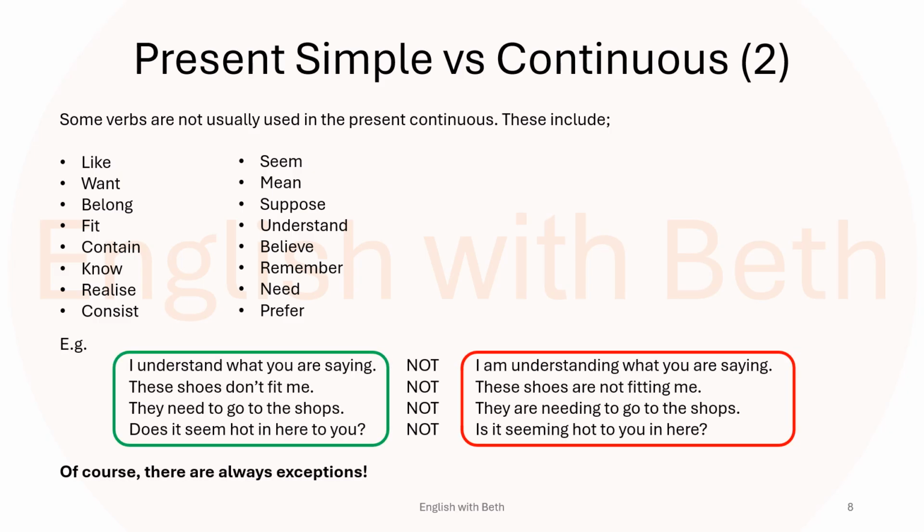For example, I understand what you are saying, not I am understanding what you are saying. These shoes don't fit me, not these shoes are not fitting me. They need to go to the shops, not they are needing to go to the shops. Does it seem hot in here to you? Not is it seeming hot to you in here. Of course, in English there are always exceptions, but this is a general rule that you can try to remember.